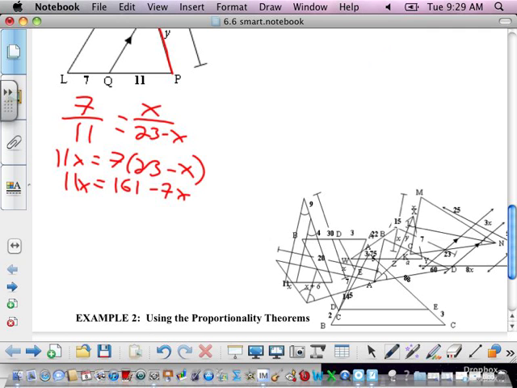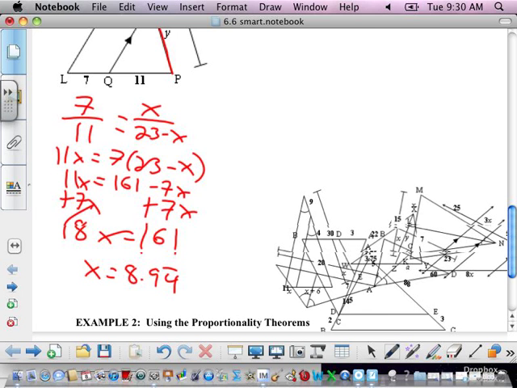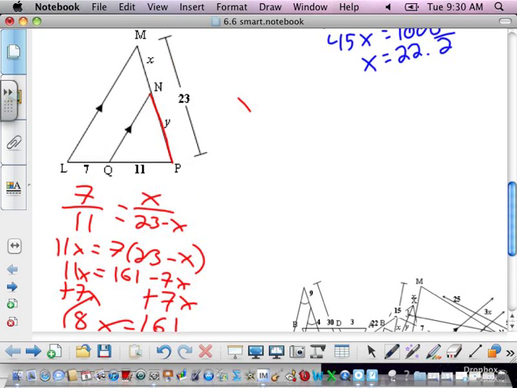We add 7x to both sides. 11 plus 7 is 18x equals 161. Divide 161 by 18, and we get x equals 8.94 repeating. How are we going to find what y is? So subtract from 23. Because we know x plus y equals 23, right? So you plug in your x and you subtract.